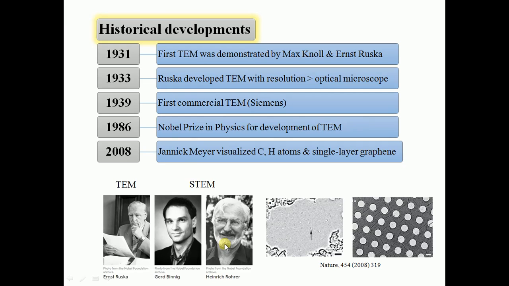Later on, in 2008, Jannik Meyer and colleagues visualized carbon and hydrogen atoms and a single layer of graphene, and their work was published in Nature in 2008. So these are some of the historical developments so far as the study of TEM is concerned.